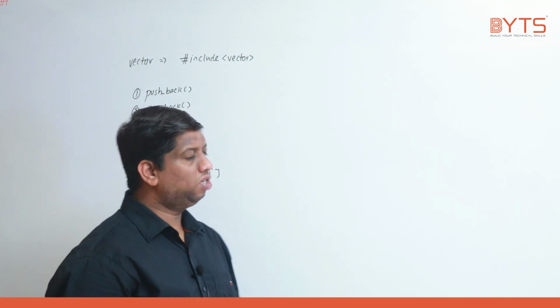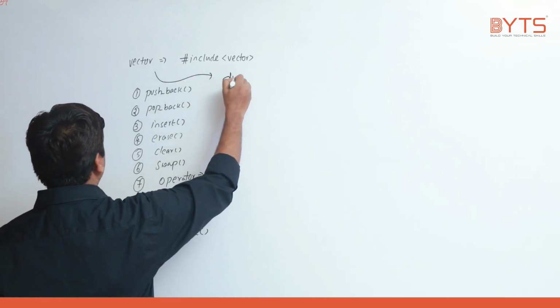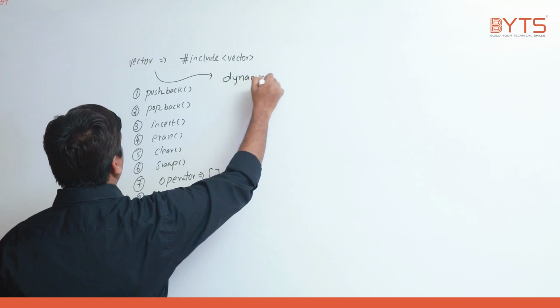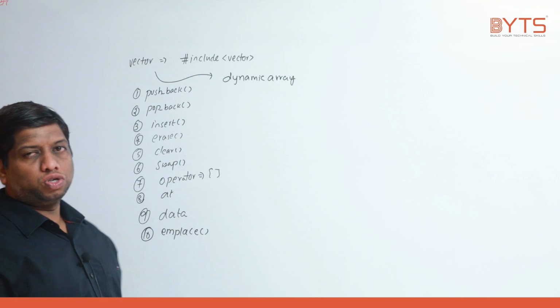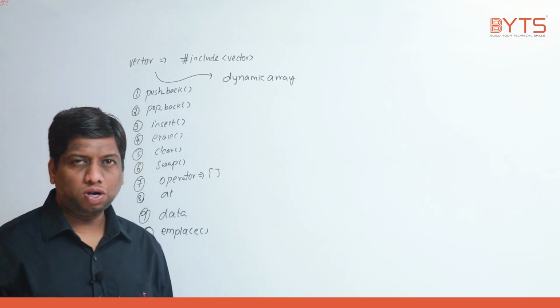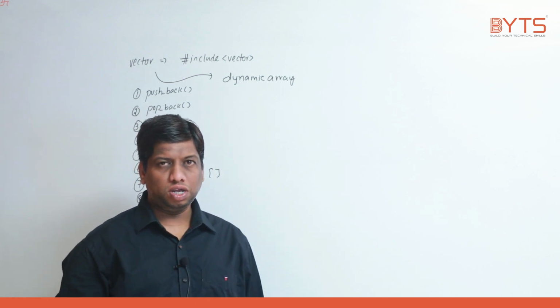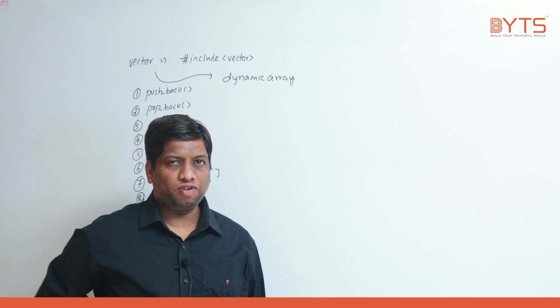We will discuss. First you understand vector internally uses dynamic array concept. Vector internally uses what? Dynamic array concept. Okay, fine. Now we will see all the functionalities. Is that clear for you so far?